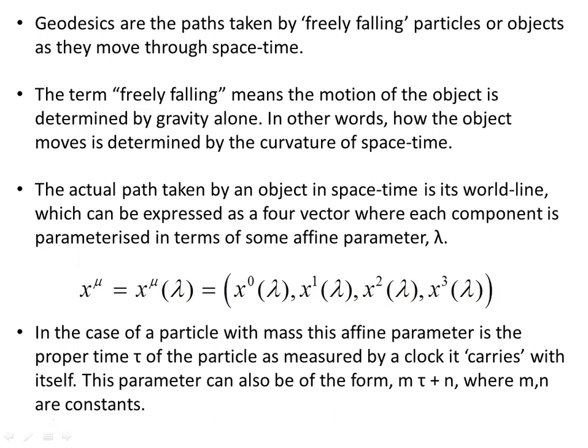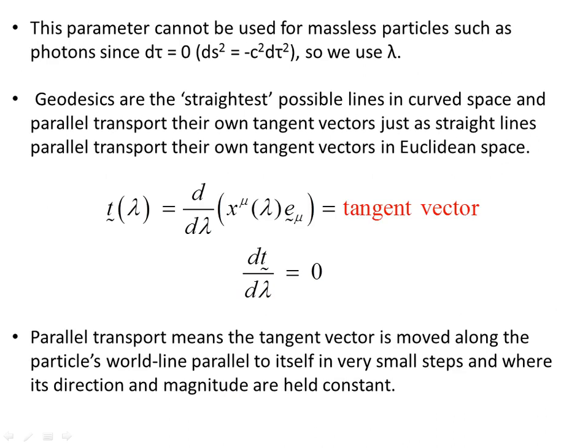In the case of a particle with mass, this affine parameter is the proper time of the particle as measured by a clock it carries with itself. This parameter can also take the form m times tau plus n, where m and n are constants. Right. This parameter cannot be used for massless particles such as photons since d tau equals 0. Since ds squared is minus c squared d tau squared, the distance travelled by light is 0, and so we have to use lambda, some other parameter. We can't use proper time.